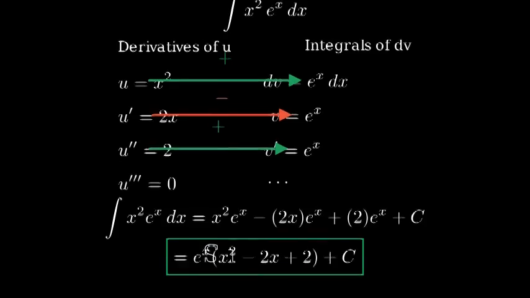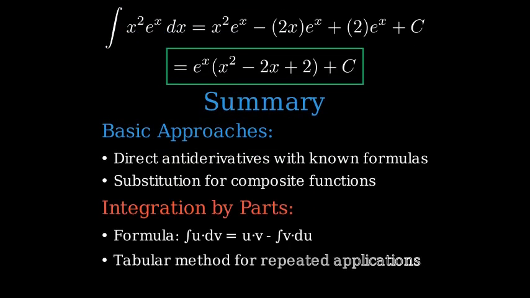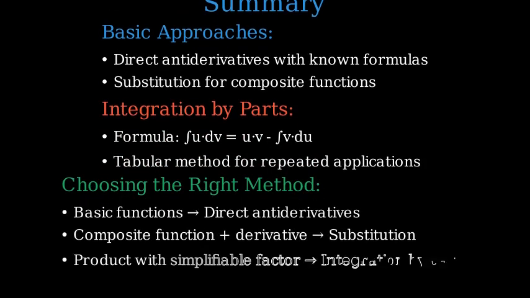Let's summarize what we've learned about integration techniques. For basic approaches, we use direct antiderivatives with known formulas, and substitution when we see a composite function and its derivative. For integration by parts, we use the formula: integral of u times dv equals u times v minus the integral of v times du, and the tabular method for repeated applications. Remember these guidelines for choosing the right method.